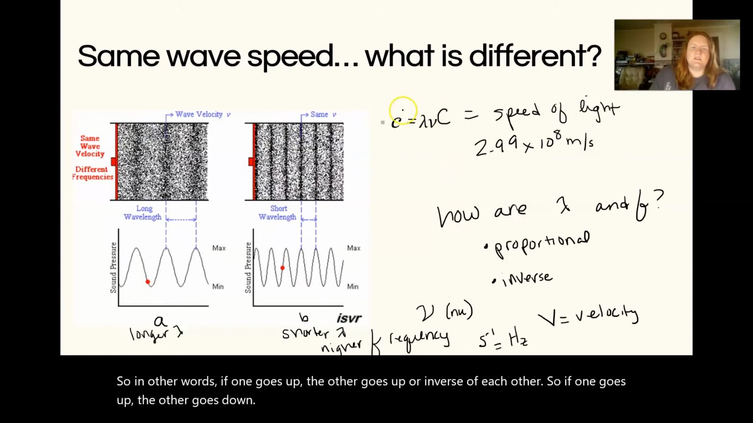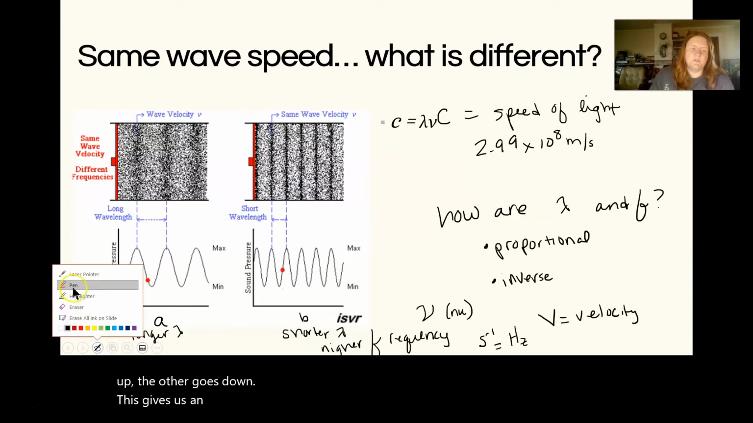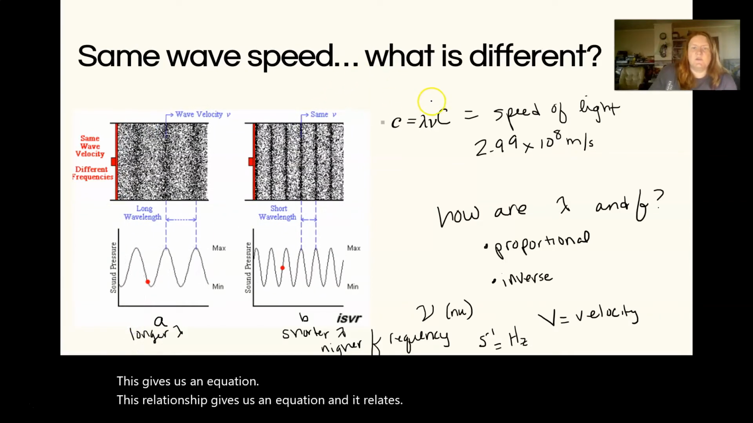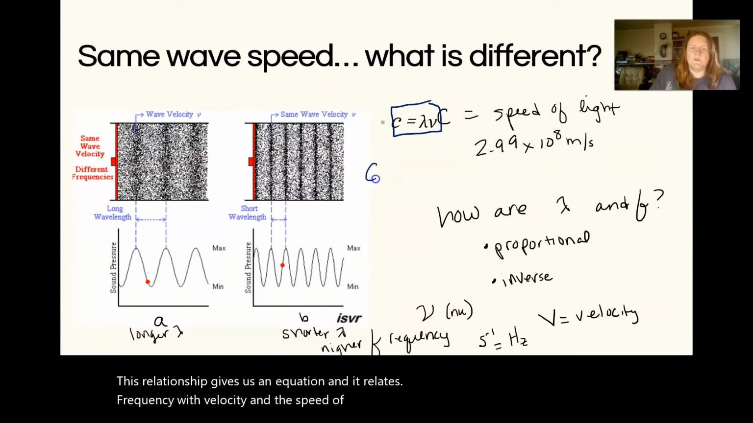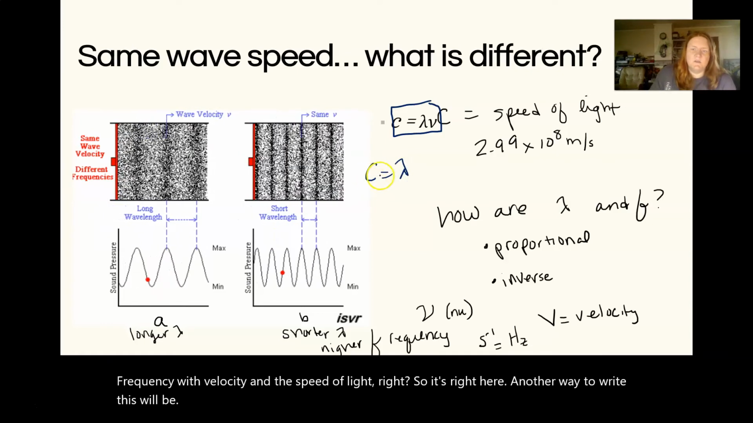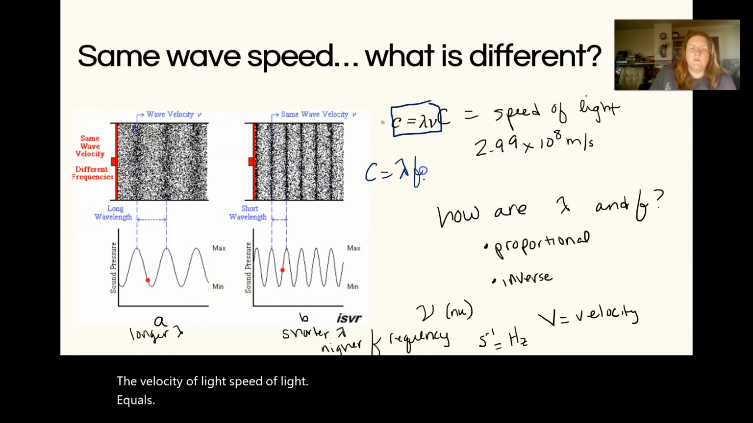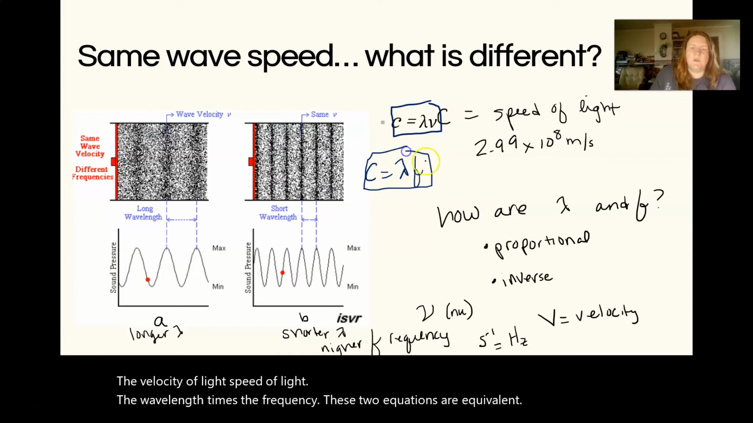This relationship gives us an equation, and it relates frequency with velocity and the speed of light, right? So it's right here. Another way to write this will be the velocity of light, speed of light, equals the wavelength times the frequency. These two equations are equivalent. Okay.